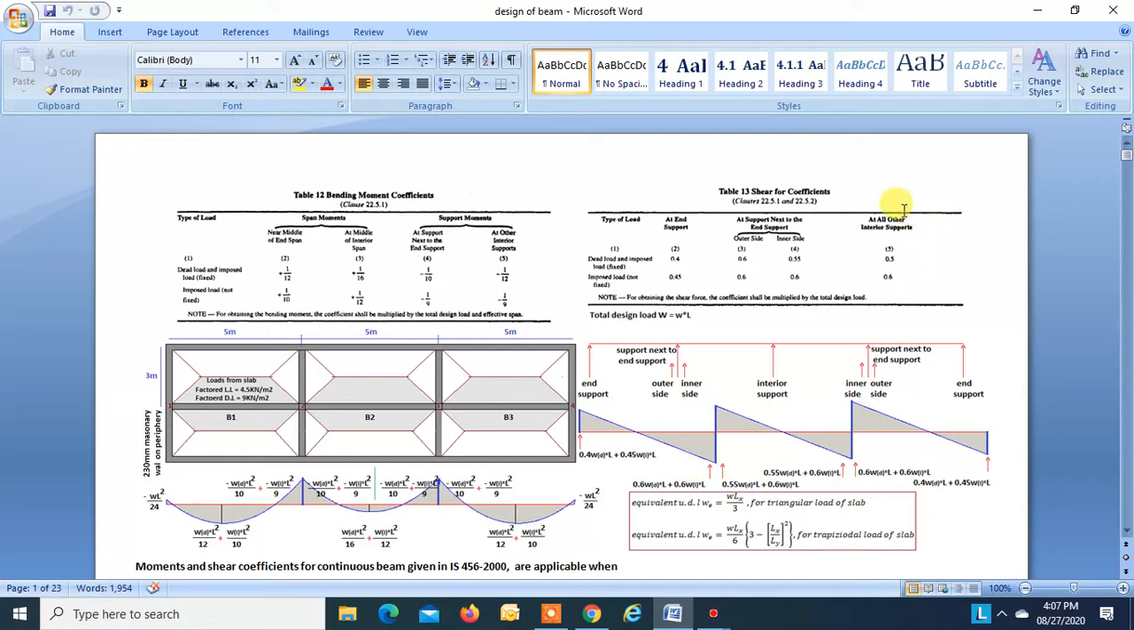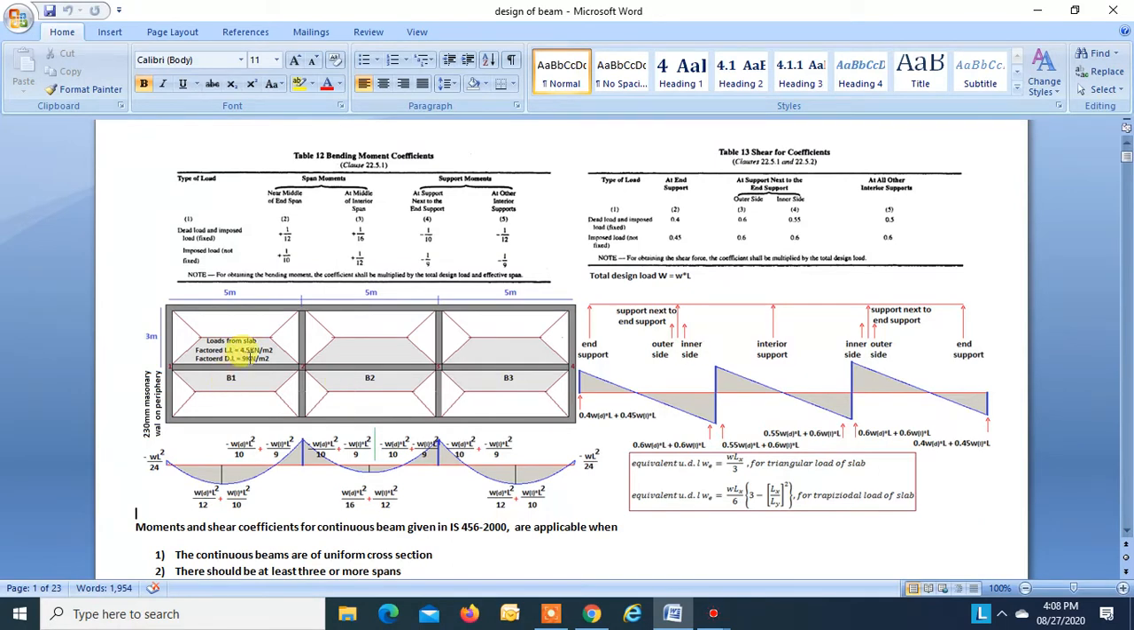But you may have an interior support like this, and in that case, it will be 0.5 WL for dead load plus 0.6 WL due to live load, which will be applied over here. This is how the moment coefficients are converted to moment, and shear coefficients are converted to shear and applied to the continuous beam.